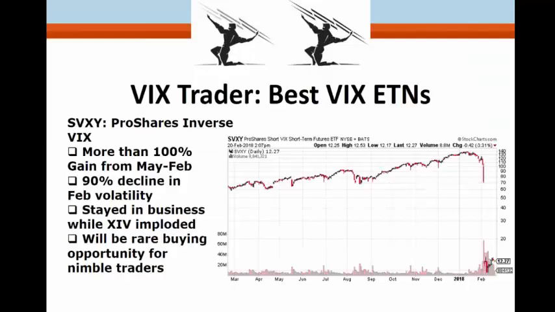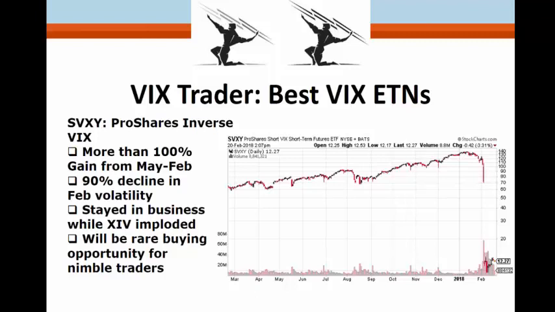So as far as best VIX ETNs go, right now, if you want to be short volatility, the SVXY is the ProShares Inverse ETF. This is a really interesting chart. Take a close look at it. Back in March, between March and just a couple of weeks ago, this thing gained over 100%. And then with that big sell-off, it dropped like 90%. You see that big drop?